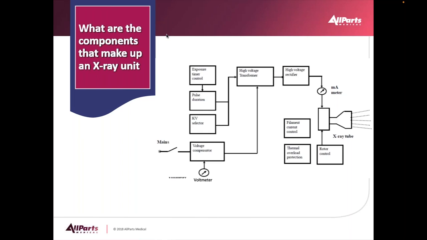From there, we have to have a high voltage transformer. We have to take whatever our incoming power is and boost it up to over 10,000 volts to feed the high voltage rectifier. The high voltage rectifier then sets up the duty cycle, and what I mean by that is if you look at a sine wave, it's how many times it turns on and off, which determines the amount of power that is outputted. MA meter, we have to have one of those so that we know how many electrons we're going to send out.